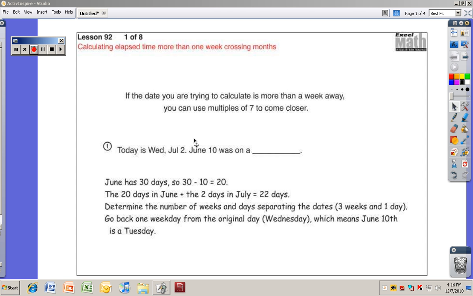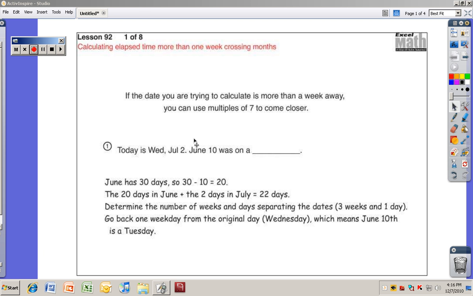These are very difficult. You might need to watch this lesson 2 or 3 times, maybe bookmark this lesson, so you can come back to it when you get stuck on your Excel, on your guided practice and your homework, because this is typically one of the hardest lessons for the kids. If the date you are trying to calculate is more than a week away, you can use multiples of 7 to come closer. Let's take a look at this first problem.